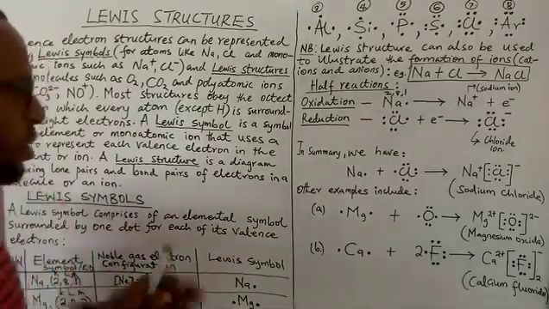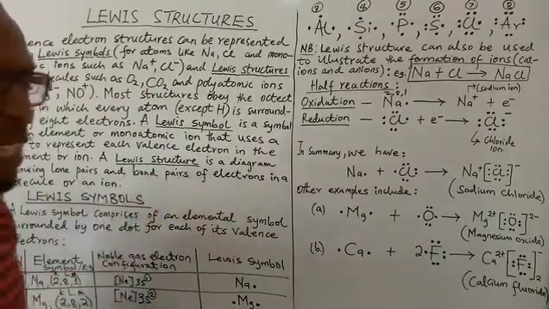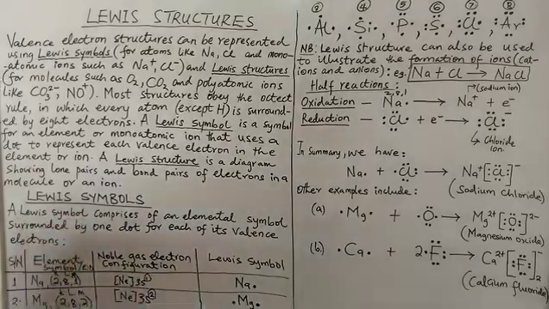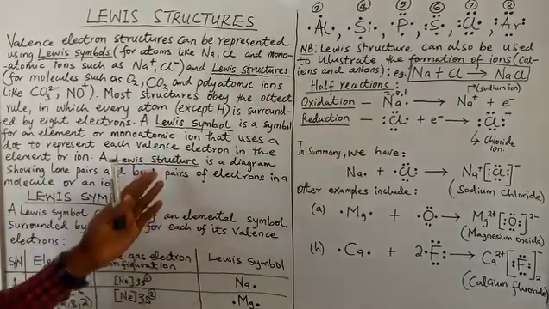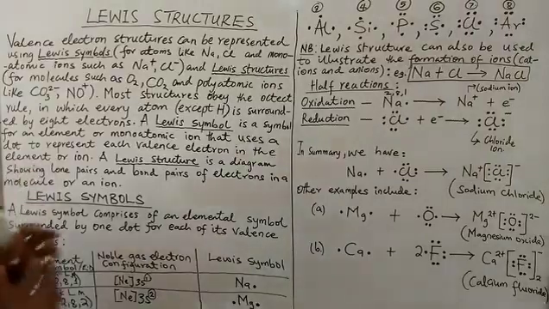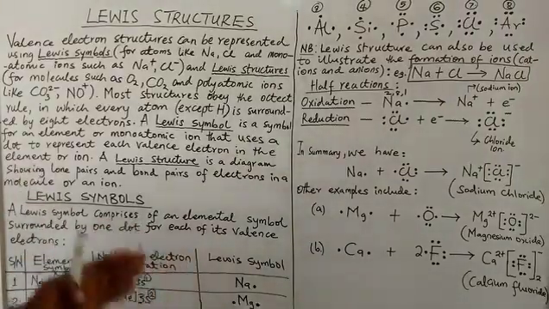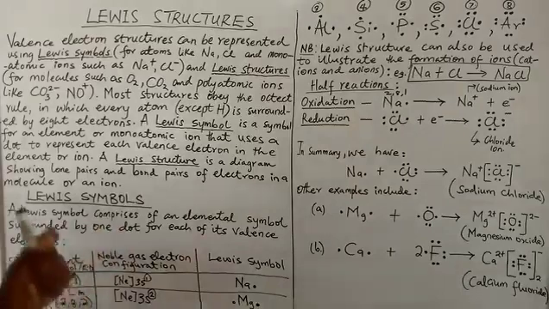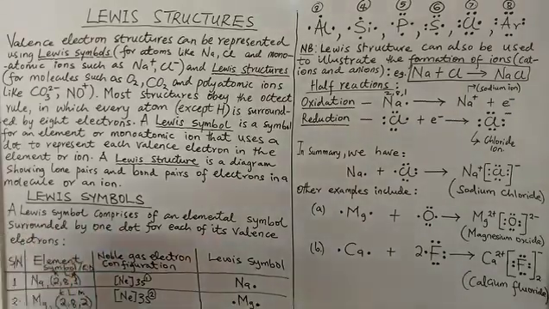Going forward, we're going to expound on the Lewis structure. But for now, let us focus on appreciating the Lewis symbols, because the Lewis symbol serves as the foundation for us to appreciate the Lewis structure and how that works for molecules and polyatomic ions. So, a Lewis symbol is made up of an elemental symbol, that is the symbol of a given element of interest, surrounded by one dot for each of its valence electrons.